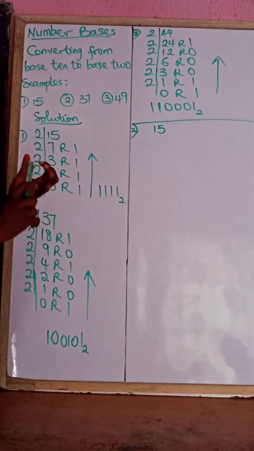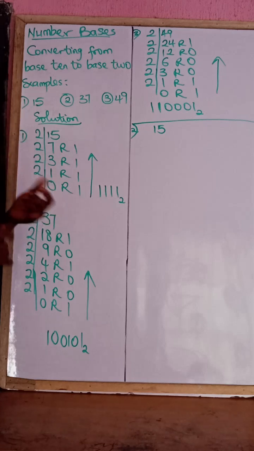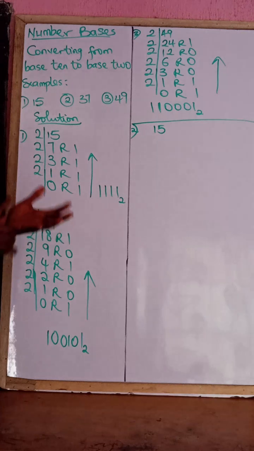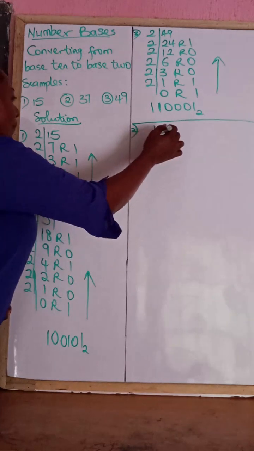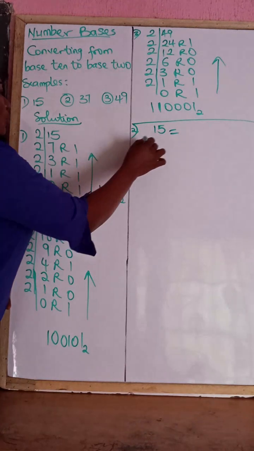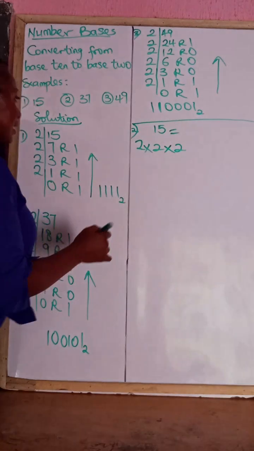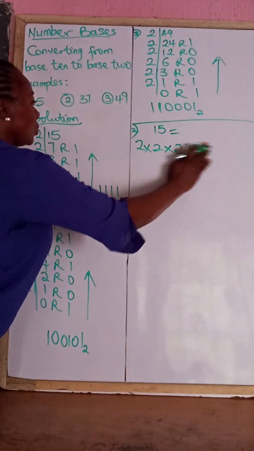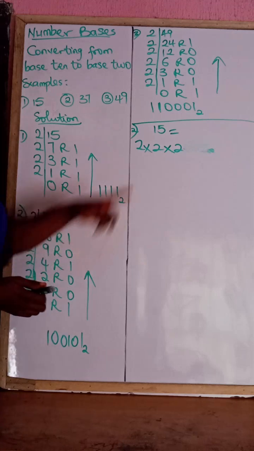Now, powers of 2, we have 2 raised to power 1, 2 raised to power 2, 2 raised to power 3, 2 raised to power 4, in that order. And 2 raised to power 2 is like 2 times 2, 2 raised to power 3 is 2 times 2 times 2, 2 raised to power 4 is 2 times 2 times 2 times 2, in that order. So for 15, 2 times 2 will give us 4, it's not up to 15 yet, times 2 again is 8, times 2 again is 16, so this one will not go. Now we stop here. We have 2 raised to power 3.